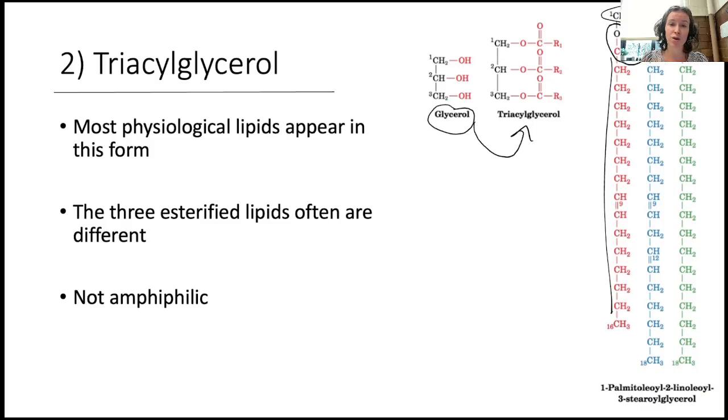Triacylglycerol is the only type of lipid that is not amphiphilic. You might be thinking that this ester functional group has some polarity. You would be right. We could draw dipoles, but it is insufficient polarity to make this molecule amphiphilic.